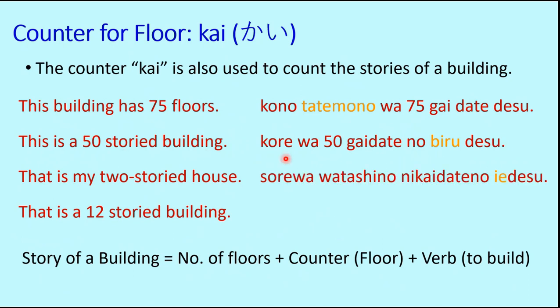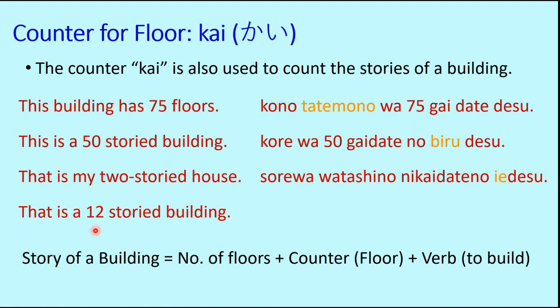That is my two-storied house. So Sore wa watashi no nikai date no ie desu. That means sore wa is that is, my is watashi no, two-storied is nikai date. And again, there is a relation of this story with the house, so no particle will be used. Ie means house, and desu is the verb. Sore wa watashi no nikai date no ie desu.